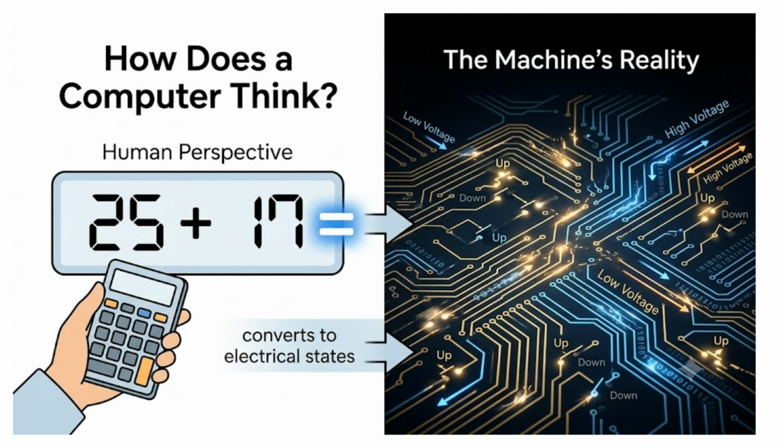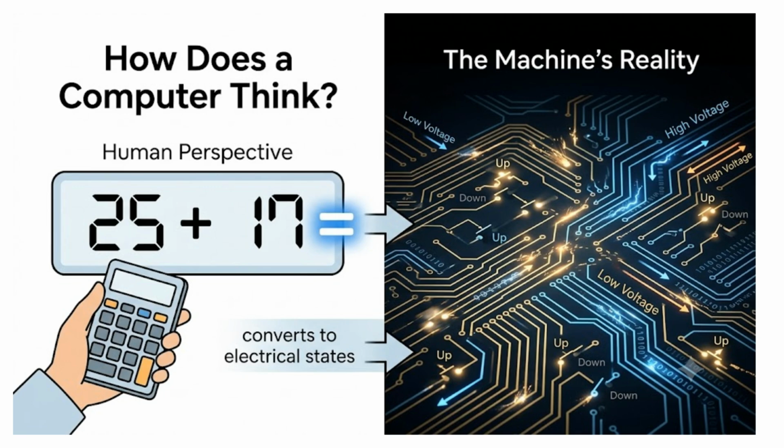When we solve a calculation like 25 plus 17, we immediately understand the meaning of the numbers and perform the addition in our minds. A computer doesn't think this way. Instead, every number and every instruction is converted into tiny electrical signals inside the processor.